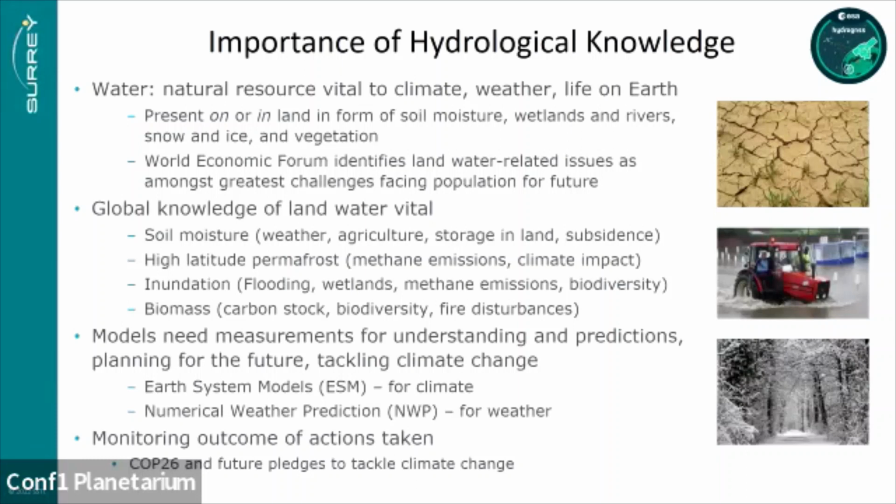And freeze thaw is vital for permafrost, which affects methane emissions and has a significant climate impact. Inundation affects flooding alerts, it affects wetlands we heard about earlier, methane emissions and biodiversity, and biomass affects the carbon stock. So models need measurements of these for understanding, predictions and planning for the future in tackling climate change. Earth system models need measurements such as these for climate prediction, and on an operational basis, numerical weather prediction needs these for weather. And it allows us to monitor actions that are taken from COP26 and future pledges as we try and tackle climate change.